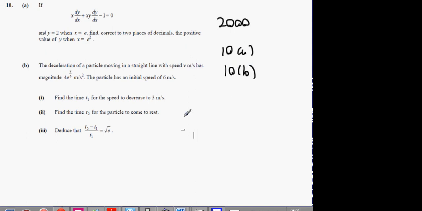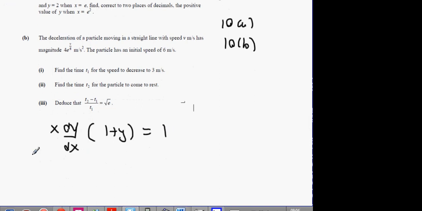So let's start off with 10A. Now, first thing I'm going to do is bring over the 1 over the other side. Once I bring the 1 over the other side, I'm going to factorize out the x and the dy dx. So it's going to be x dy dx into 1 plus y, and that's all going to be equal to 1.